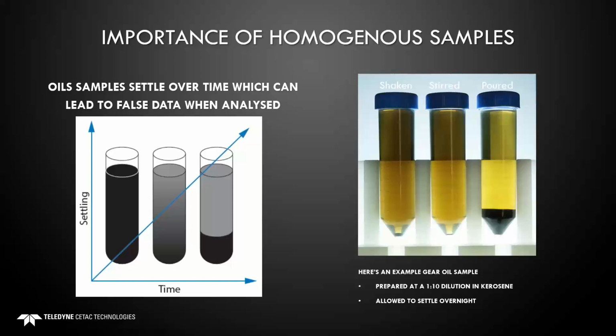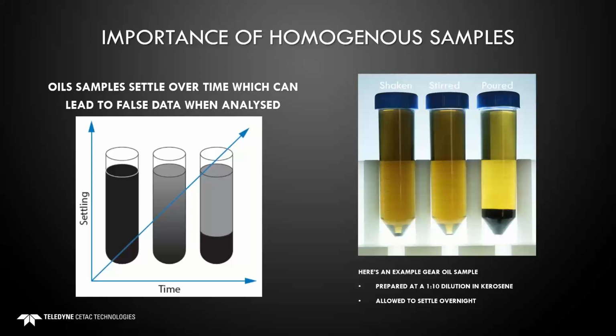But I want to talk more about this image on the right. That's essentially 3 samples. It's all the same exact gear oil, prepared at a 1 to 10 dilution in kerosene with a total volume of 50 mil. And these samples were prepared in 3 different ways. One of them was shaken by hand, that's on the far left. One of them was stirred mechanically, and the third we just poured in the oil and poured the kerosene on top. And when I say poured, we weren't being careful to make sure they stayed separated.